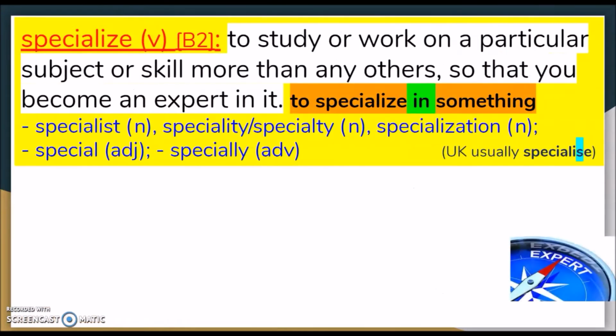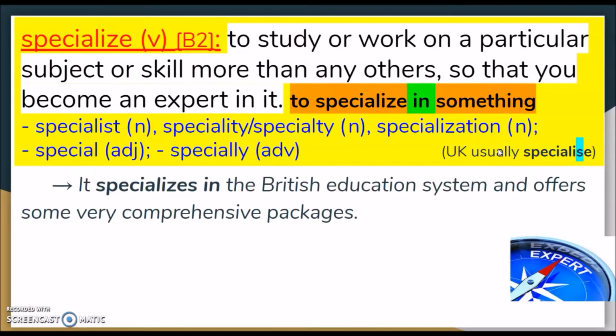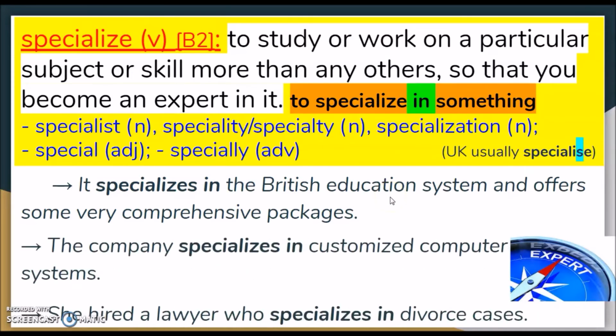Okay, the other one is related to expert, well, it's really related to expertise. The word is specialize. So specialize means to study or work on a particular subject or skill more than any other, so that you become an expert in it. To specialize in something, be careful about the preposition, guys. So you can see the word family here, and in the UK it's written with S, so both of them are correct. So it specializes in the British education system. So that means that it is the expert in the British education system. Okay, so you can have a look at the other examples as well.